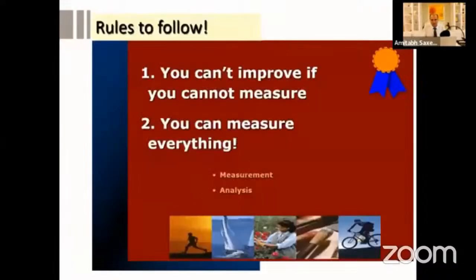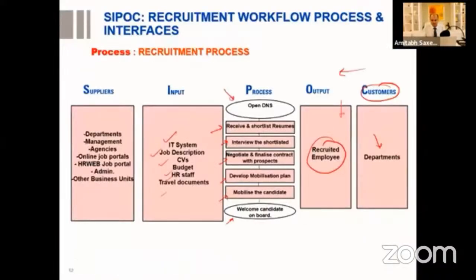And also, one more thing, you might be wondering, what happens if there are no measures? I told you CTQs, we have to work on CTQs. Outputs, the measures on the outputs, we call it as Y.